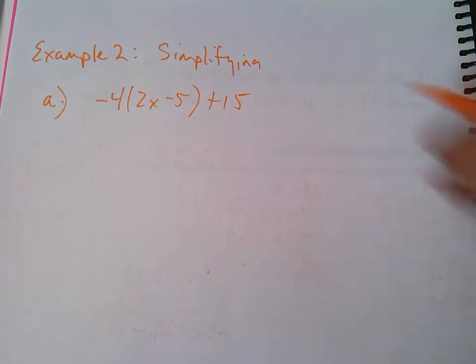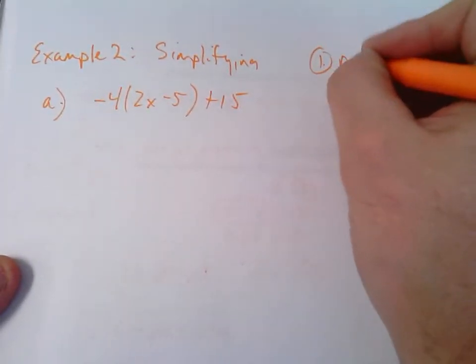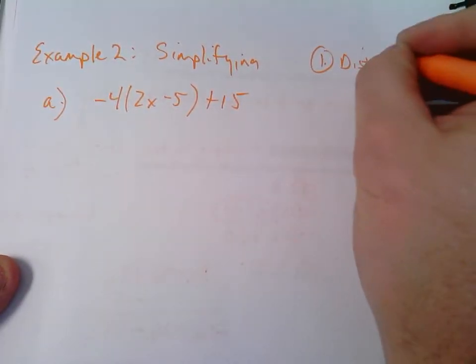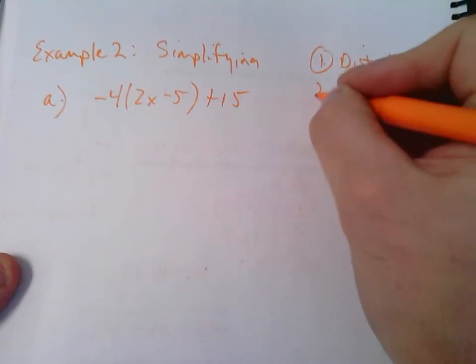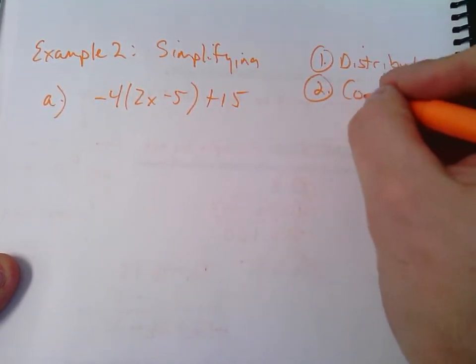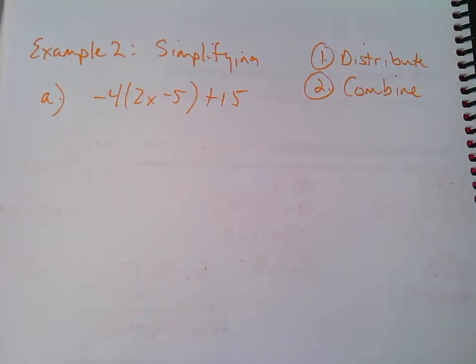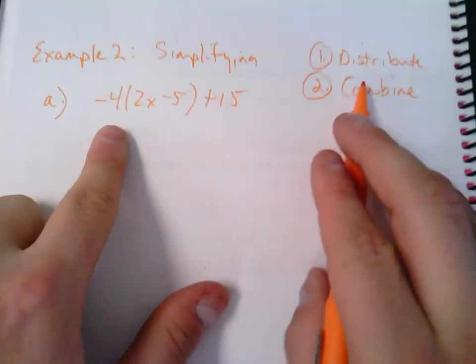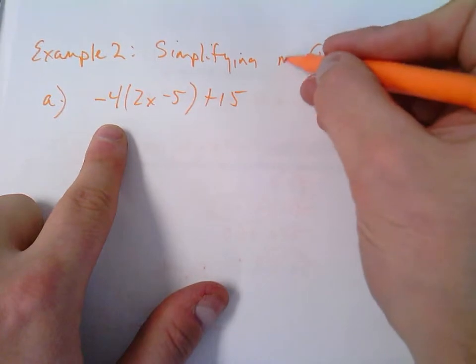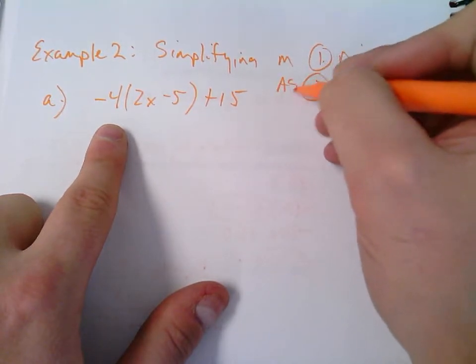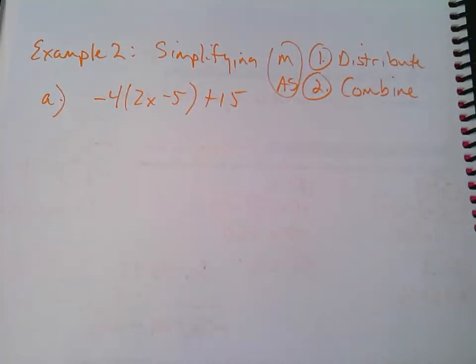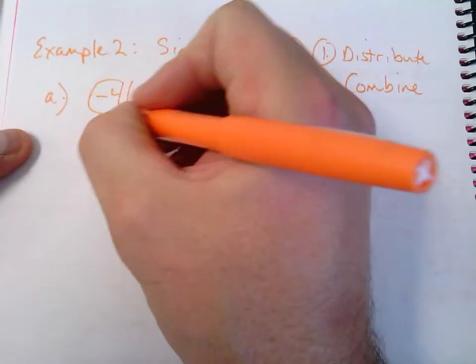Okay. When we simplify, first step is to distribute. Second step is to combine. So we're going to distribute and we're going to combine. So first things first, and we always distribute because distribute is multiplying. Combining is addition and subtraction, and it follows the order of operations. So let's start with distributing.